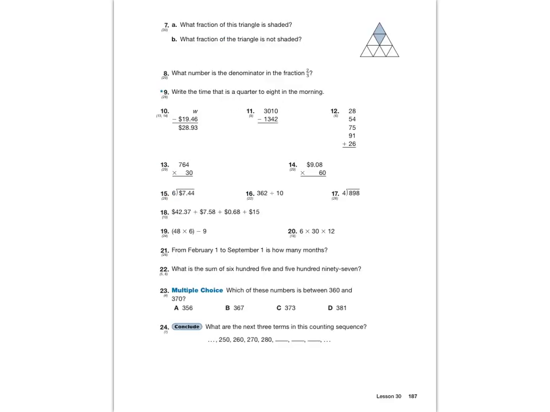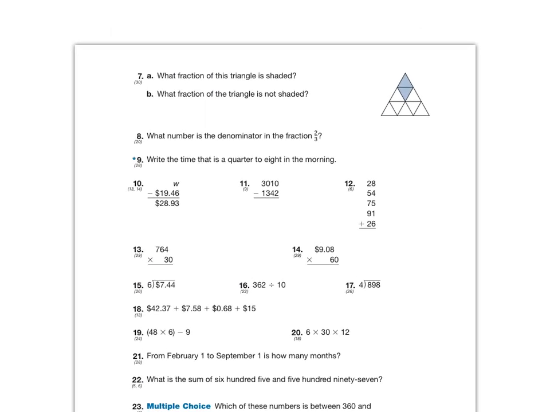And then moving on to the next problem, we have number 8 here. What number is the denominator in the fraction of 3? This is a review of lesson 20. The top one is our numerator, which tells us how many parts there are. And the denominator is the one on the bottom that tells us what it's divided by. Denominator. Okay? I'm probably spelling it wrong there, but we'll just circle this word right here. It goes right there.